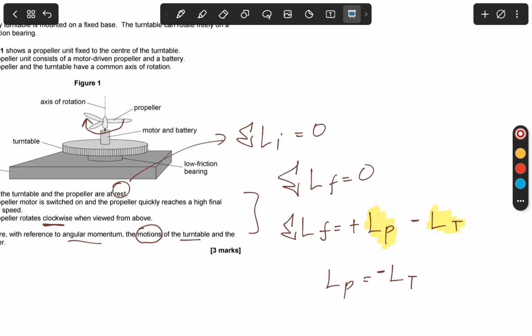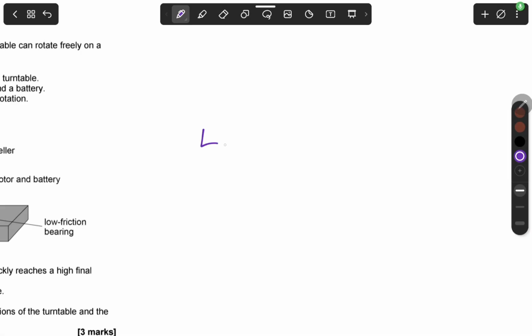Now I have to explain one more thing. Let's talk about the angular momentum of the propeller. That's going to be the moment of inertia of the propeller times the angular velocity of the propeller. And let's talk about then the angular momentum of the turntable. That's going to be the moment of inertia of the turntable times the angular velocity of the turntable.